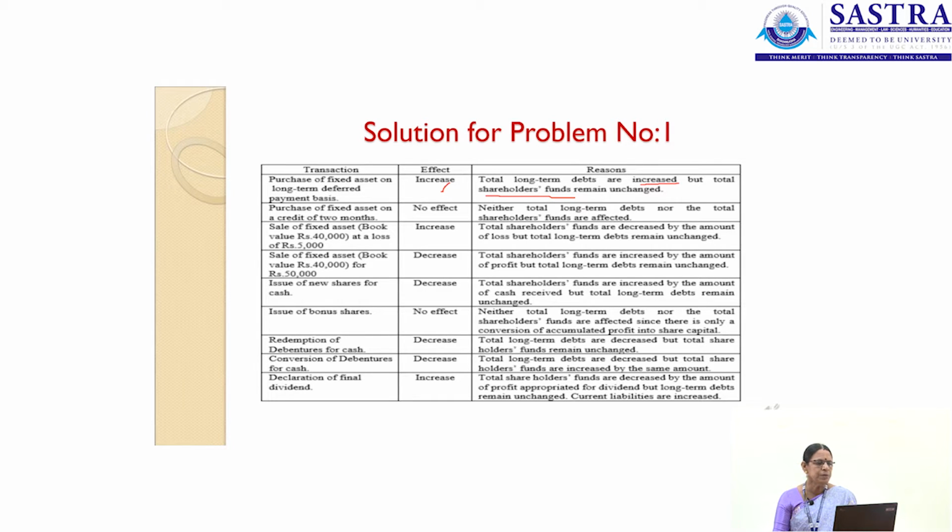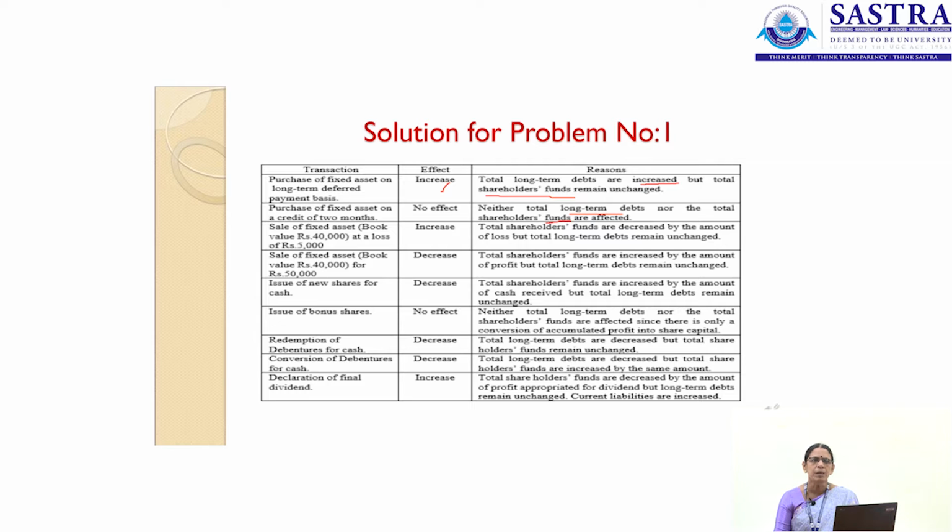The next one is purchase of fixed asset on a credit for 2 months. So, it is a credit purchase of fixed asset. Again, neither the total long-term debts nor the total shareholders' funds are affected. It will not be affected, both the accounts. That is, when it is purchased on a credit for 2 months, it is a short-term liability. When we have a short-term liability, we mean it as sundry creditors.